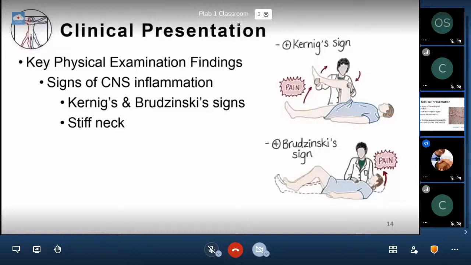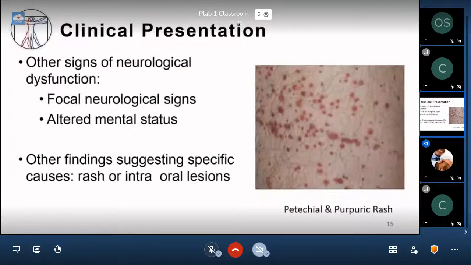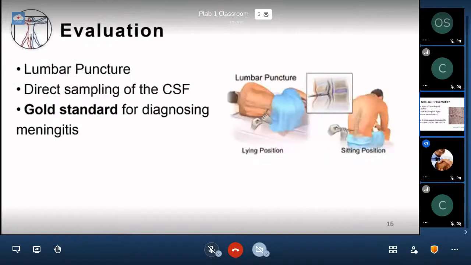These are the Kernig's and Brudzinski's signs, and they were first described with advanced TB meningitis. In addition to evidence of meningitis, you will look for specific neurologic defects like weakness and determine how alert and oriented the patient is. Finally, you will do a complete and careful physical exam to find other clues to the etiology of the infection. You may see a rash like this one in the picture called petechiae, which you can see with Neisseria meningitidis infection.